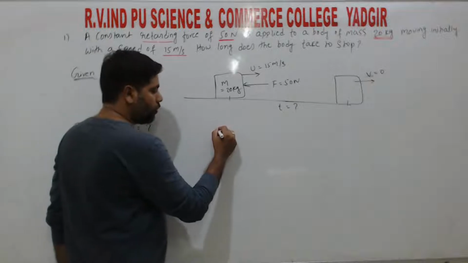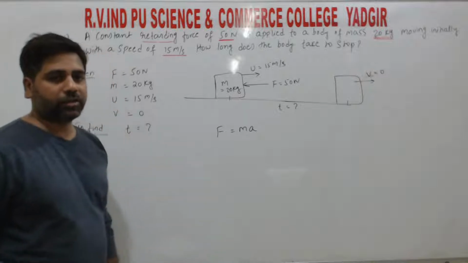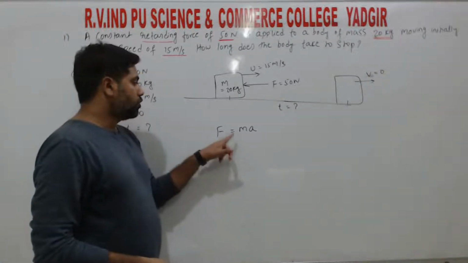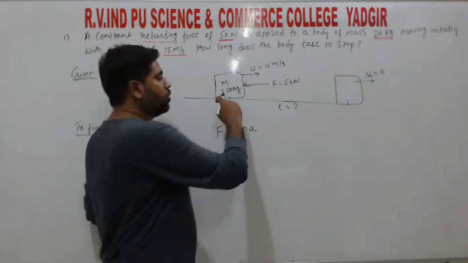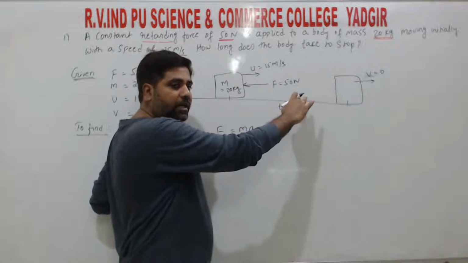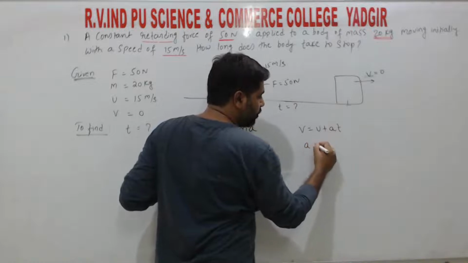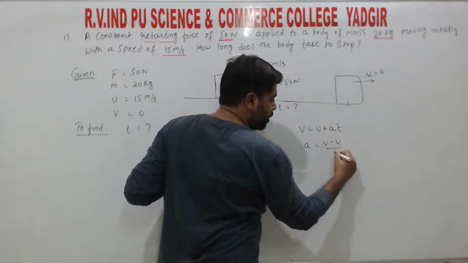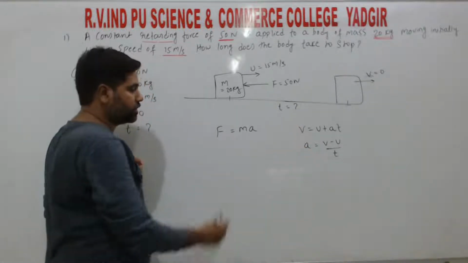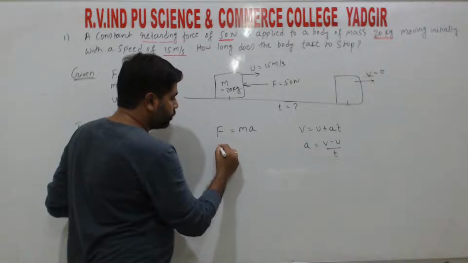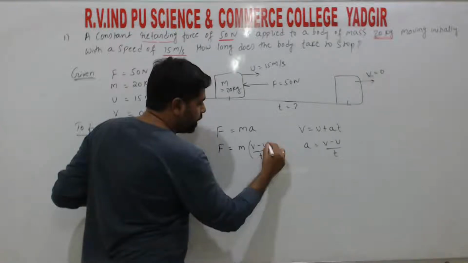So by using the formula of force, that is equals to mass into acceleration, right? So we know force, we know mass, but we don't know the acceleration. So this is the object which is moving in a straight line. So by the equation v is equals to u plus at, from this we can find a is equals to v minus u divided by t, right? So from this formula we get acceleration, right? So substituting here, F is equals to m into a is v minus u divided by t.